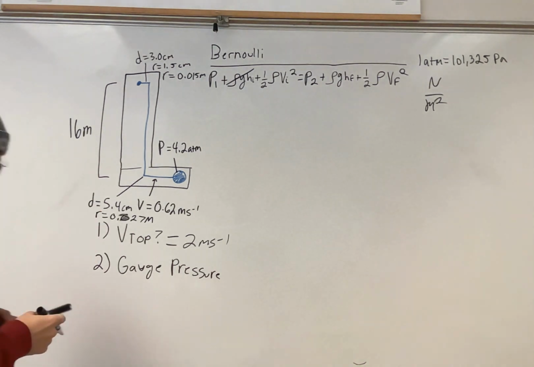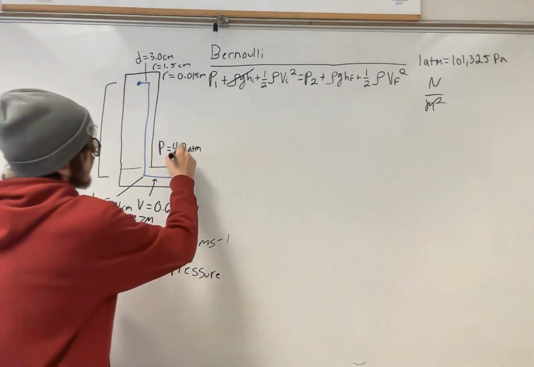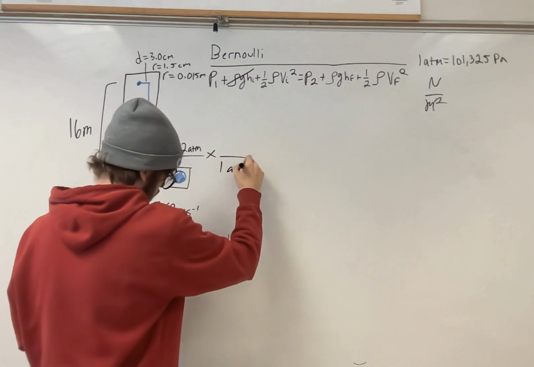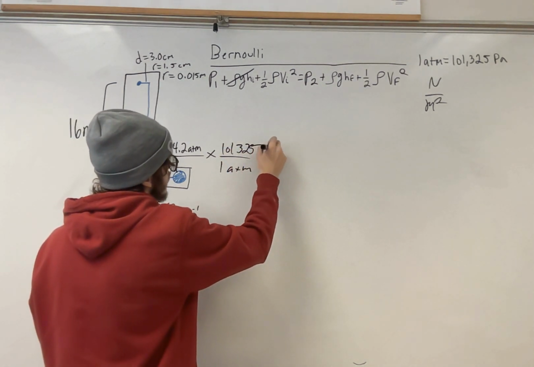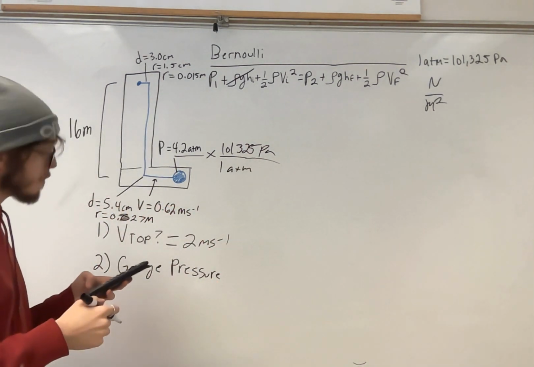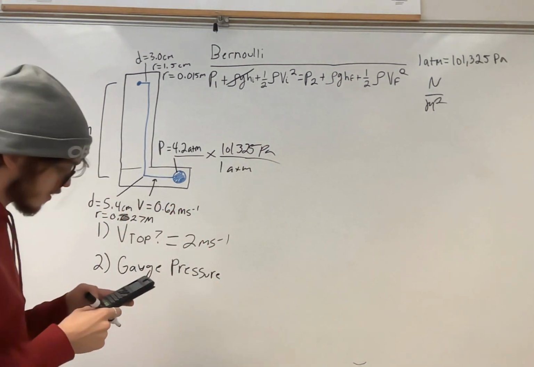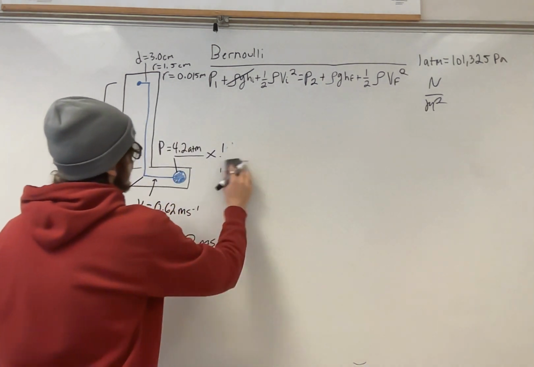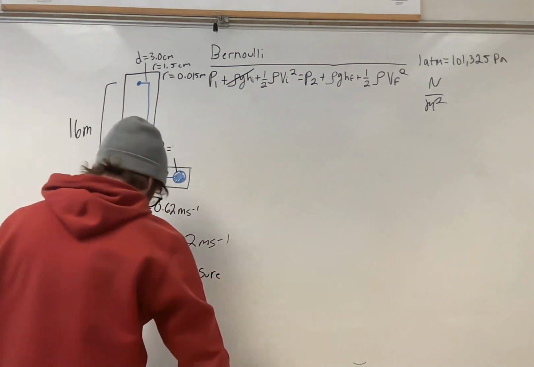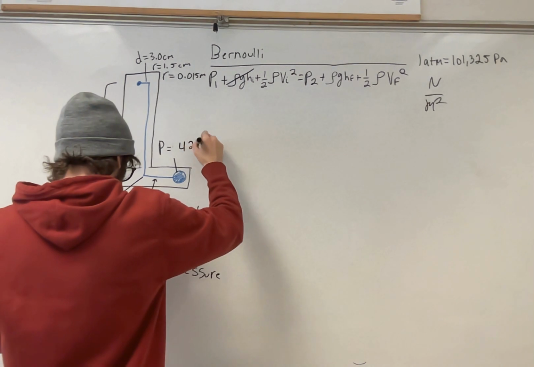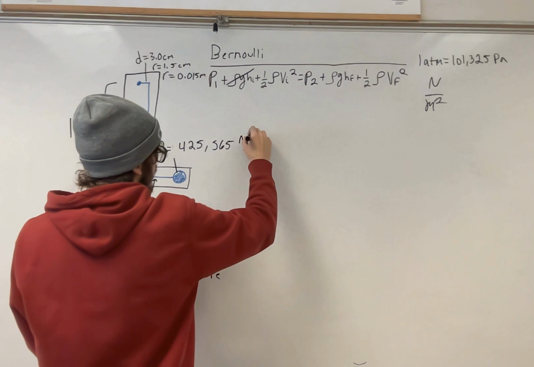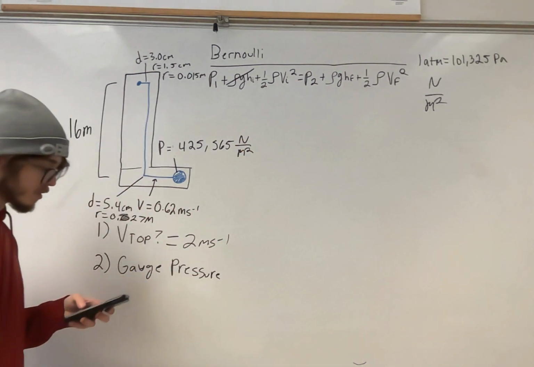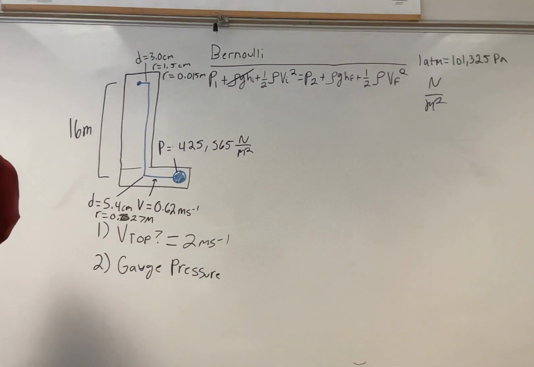Okay, so let's get right into it. 4.2 multiplied by, because we're going to do a little bit of dimensional analysis where 1 ATM is 101,325 pascals. We're going to multiply it by that number. And we're going to see that instead of 4.2 atmospheres, we have 425,565 pascals, and we'll simplify that to the newton over meter squared. Okay, so we have everything we need in the correct units, thank God.